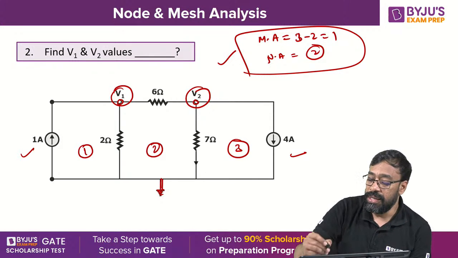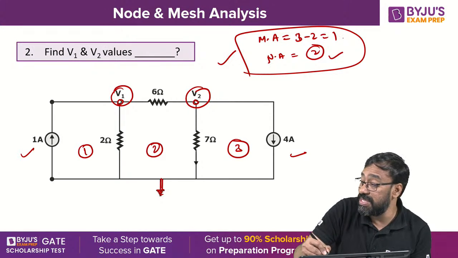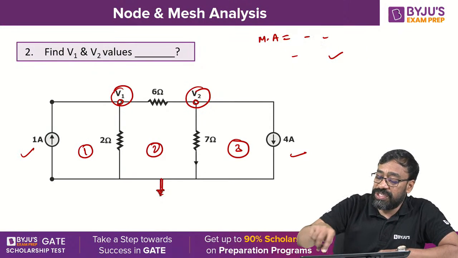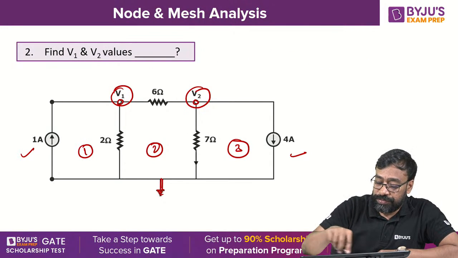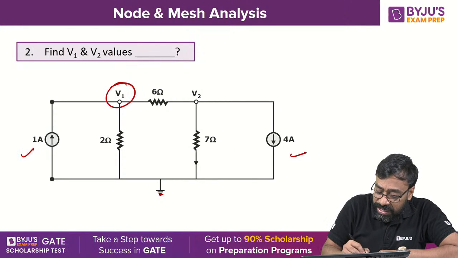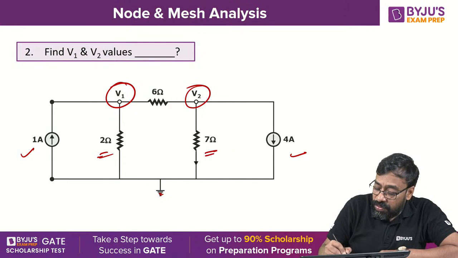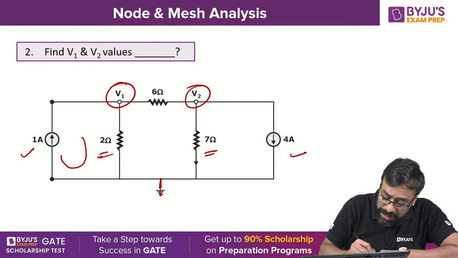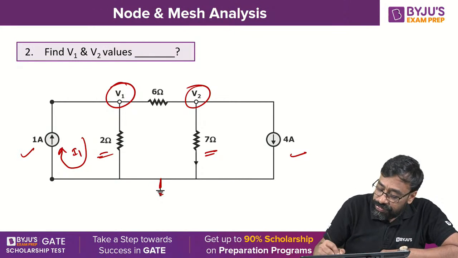Ravi Shankar, yes, node analysis will give you 2 equations. Mesh analysis will give you 1 equation. So I will follow mesh analysis first. Look at this. Finally V1 is the voltage across the 2 ohm, and V2 is the voltage across the 7 ohm, because this is taken as 0. So I select the loop currents like this: this is I1 and this is I2.